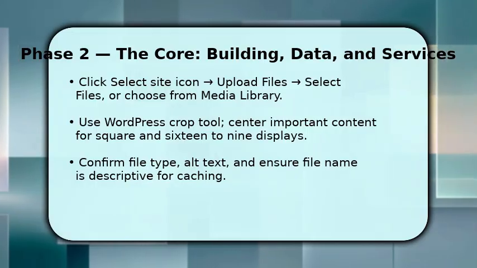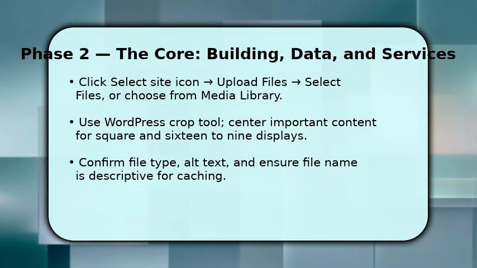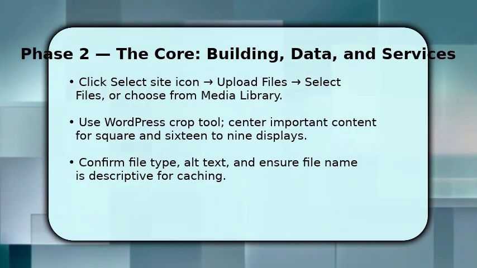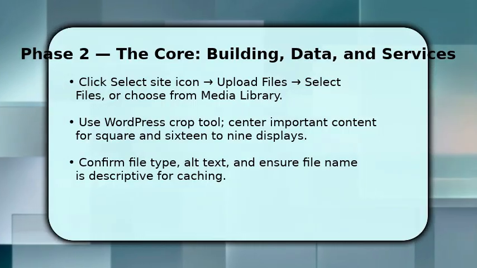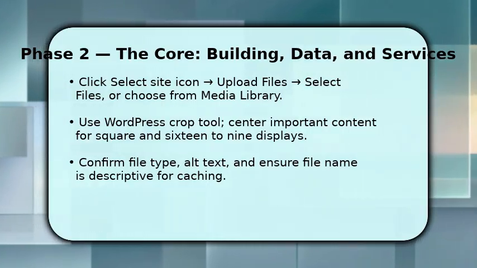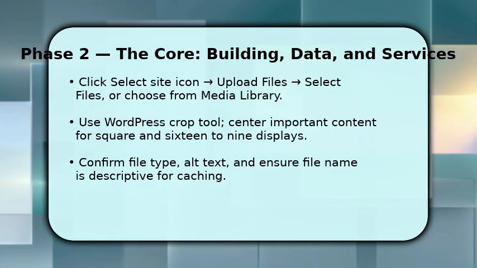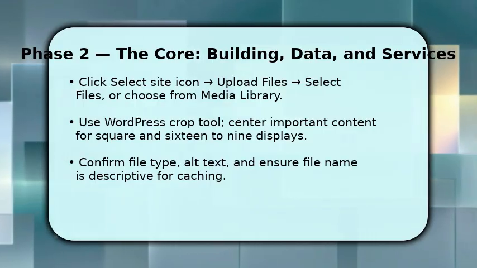Click Select Site Icon, choose Upload Files, then select Files, or pick an image already in the media library. WordPress will offer a crop interface. Use it to center faces, logos, or key shapes so the icon reads well at favicon size. Once cropped, press Select and Publish to apply changes.